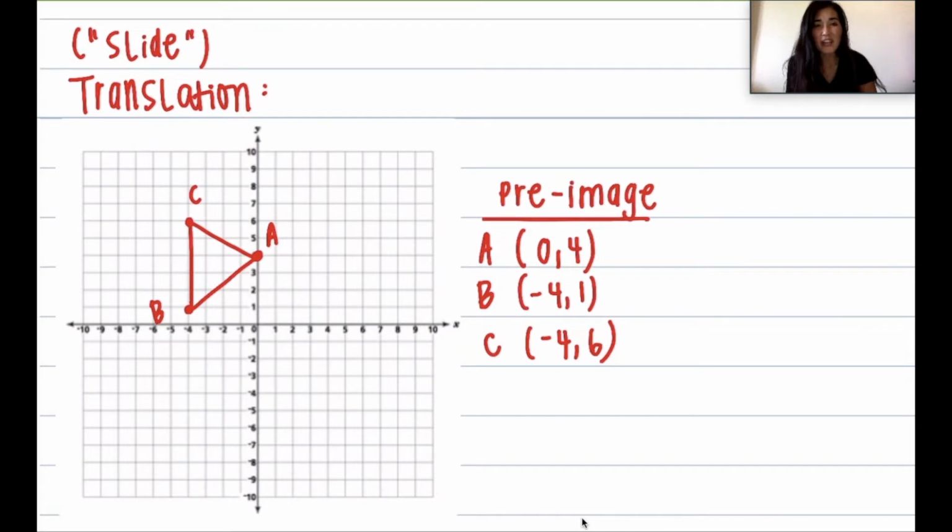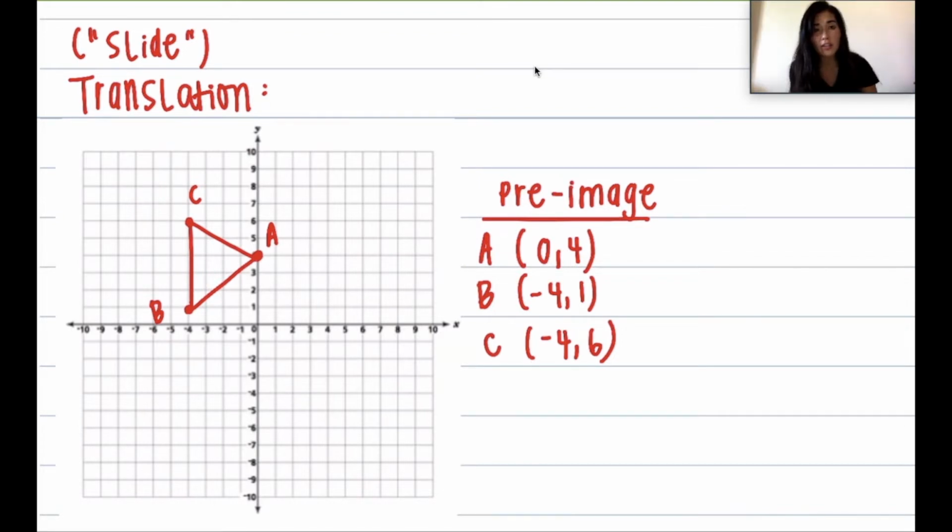All right, so here's our first example. We're going to take a look at a translation. Now, a translation is just a slide. What's going to happen is that this triangle right here is going to slide, or shift into a new position. What you'll notice here is this is the pre-image, the original image that you're starting off with, and that's this triangle here. The points listed here are the ordered pairs that make up that triangle.